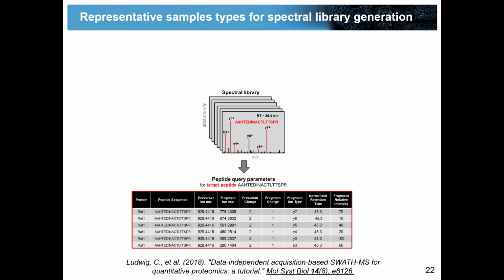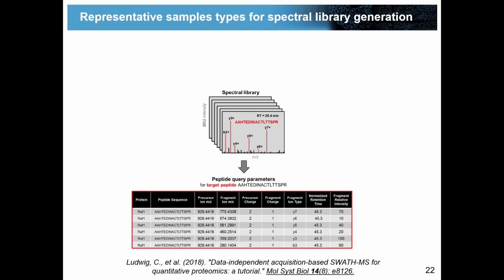Exactly. So what's a spectral library? All these parameters, if you want to fill your peptide query parameter table from empirical data, a good way to do that is to take a spectral library. And the spectral library is nothing else than high quality MS2 spectra, from which a certain peptide sequence was identified with high confidence. So a spectral library is just a compendium of identified peptides and their corresponding MS2 spectra, okay?